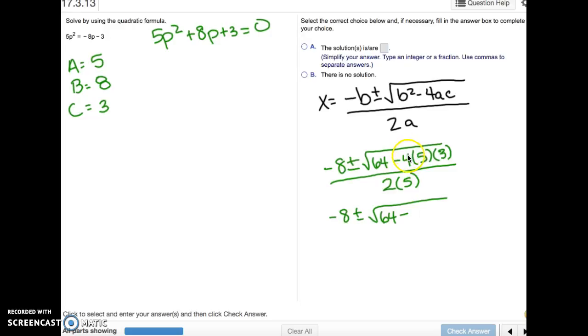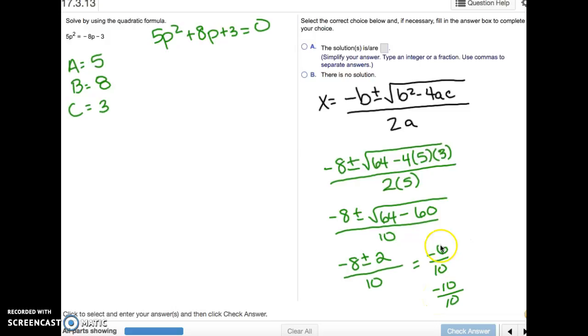And this is going to be minus. Here I get 20 times 3 is 60, all over 10. And I have 64 minus 60, which is 4. And I'm taking the square root of 4, which I know is 2, over 10. Now, because neither of these are radicals, I can actually go ahead and add and subtract them and simplify this. So negative 8 plus 2 is negative 6 over 10. And then negative 8 minus 2 is negative 10 over 10.